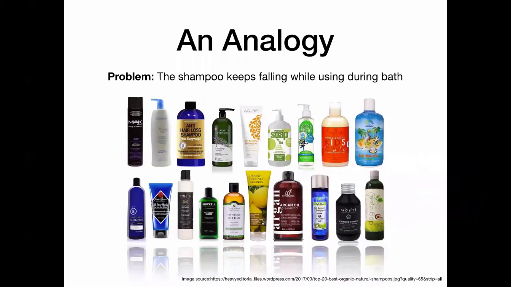Here we have a product development team working on a shampoo. They were given this problem: the users of the shampoo kept complaining that the shampoo keeps falling while they're using it during a bath. It's a problem, and they wanted to find a solution for it. An analogy here is, if you go straight to coding, it's the same as saying, let's design a shampoo that has a curved shape, like a Coke bottle, so that they can have a grip in the middle. That's going directly to coding, because that's an implementation of a solution already.